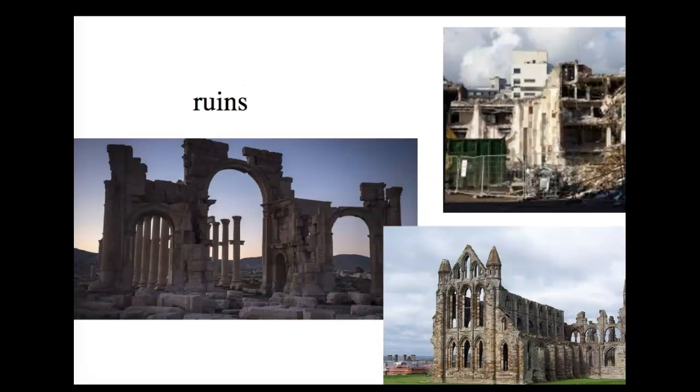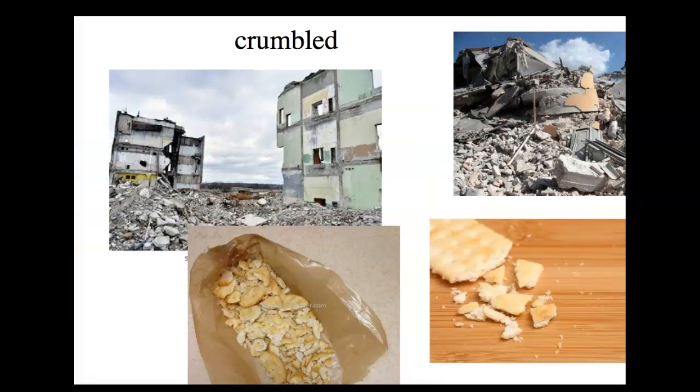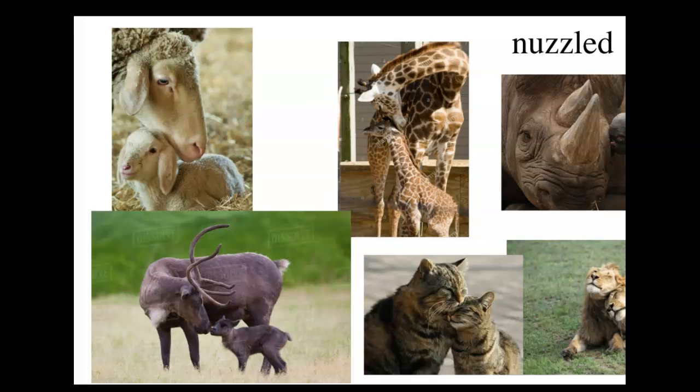Ruins. Ruins are the remains or what's been left behind by people for many years that it has fallen apart. Crumbled. Crumbled means things broke or fell apart into pieces, like these buildings or the crackers. Nuzzled. Nuzzle means to rub or push against another, gently with nose or mouth.